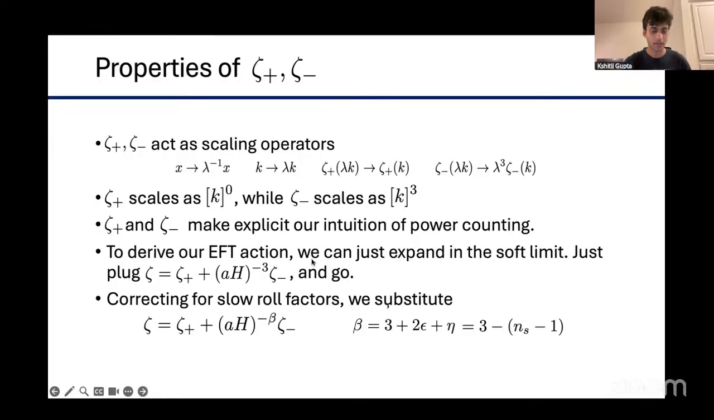So these are the degrees of freedom, the two fields, that we want to work with in this EFT. To derive the action, we can just expand in the soft limit. We can plug in zeta as zeta plus plus tau cubed zeta minus, and from there we can derive our EFT action. But correcting for slow roll factors, instead of tau cubed, it would be 3 plus 2 epsilon plus eta, which is the tilt of the power spectrum.